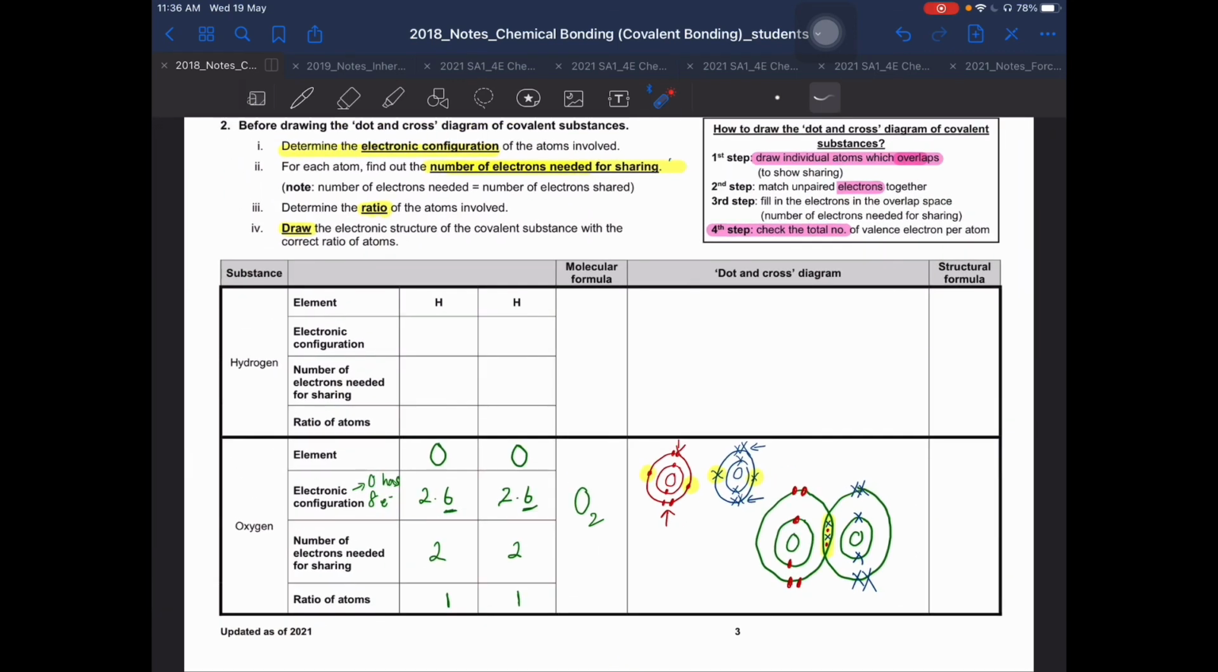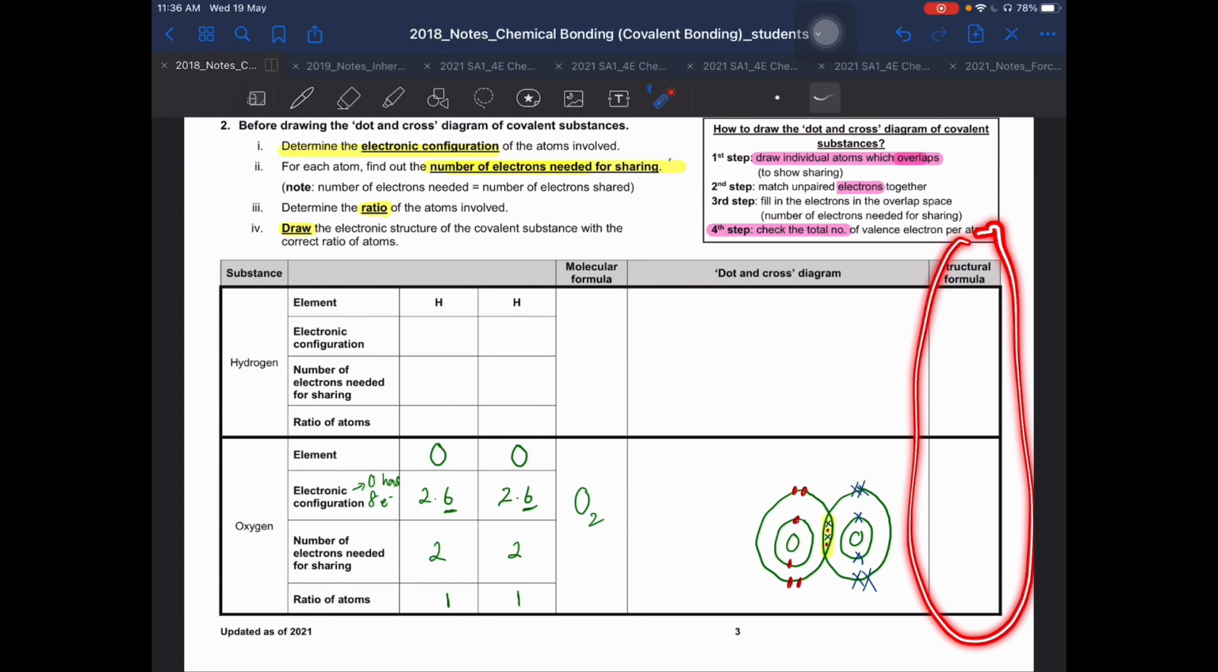Now, by doing this, you'll get the hang of how you can draw out the structure. So what I need to emphasize is that the final answer that we want is actually not this part of the working, it is this structure here. That's called a dot and cross diagram. Okay? In terms of the last column here, please leave it blank first. We'll go through this when we come back to school, right?